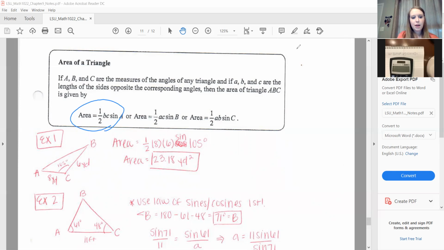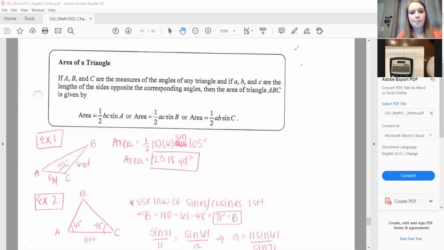Okay, so example 1, they give you this triangle, and this one I know C, but it really doesn't matter what you name them. It's the same formula over and over. So I do 1/2 times 8 times 6. Those are the 2 sides I know. Times sine of 105. Make sure your calculator's in degrees and literally just plug it in. It is that easy. Okay, so that's when you have the side angle side case. Sorry guys, that's terrible, but I'm doing it with the mouse.